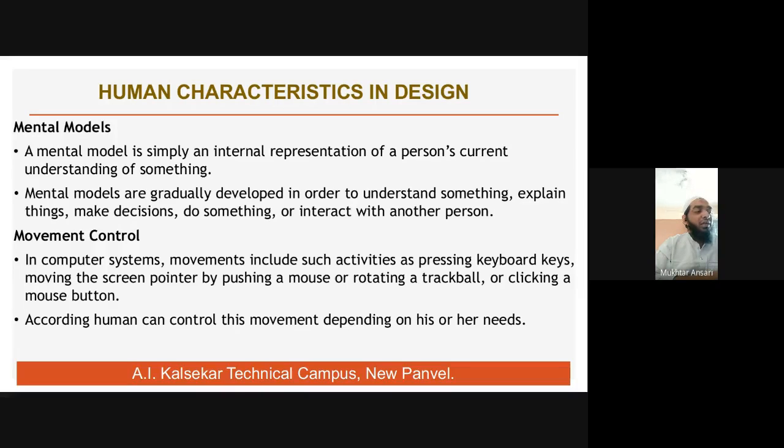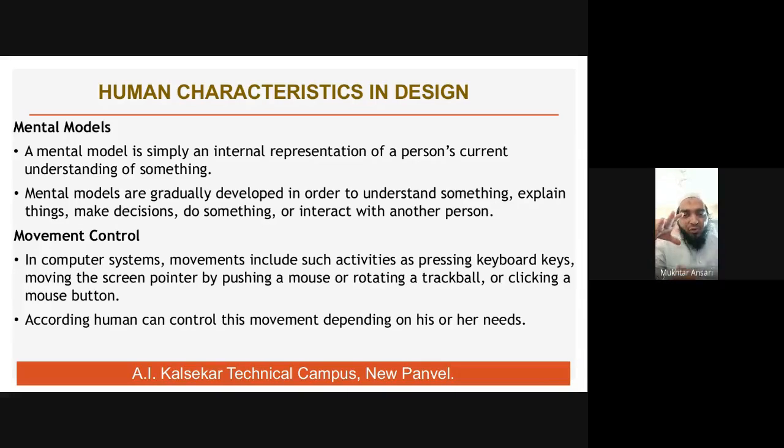Moving the screen pointer by pushing a mouse or rotating a trackball. So I can make use of this and move my cursor from one location to another location. Accordingly, a human can control this movement depending on his or her need. So basically, movement control is all about the information whatever is there in our mind, and how we react to that information.